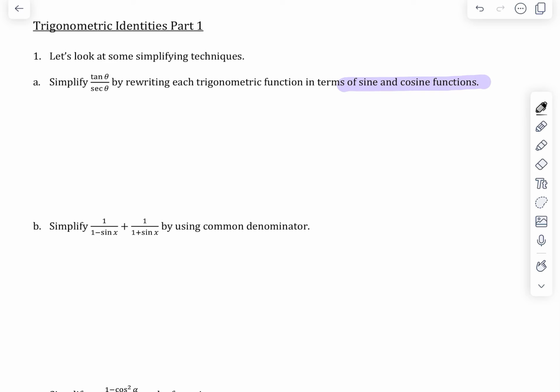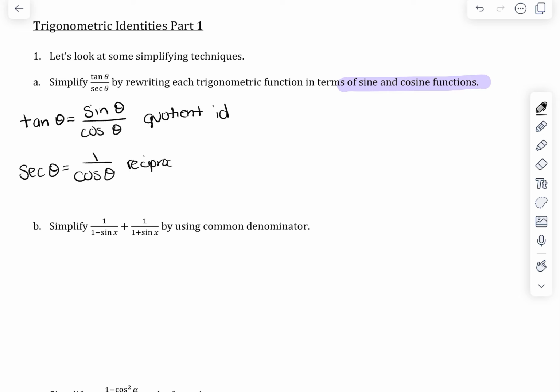So what do we know about tangent? We know that tangent of theta is equal to sine theta over cosine theta, and we know this by the quotient identities. And we know that secant of theta is equal to 1 over cosine theta, and we know this by the reciprocal identities. So now I'm going to take tangent of theta over secant of theta, and rewrite them using the quotient and reciprocal identities.